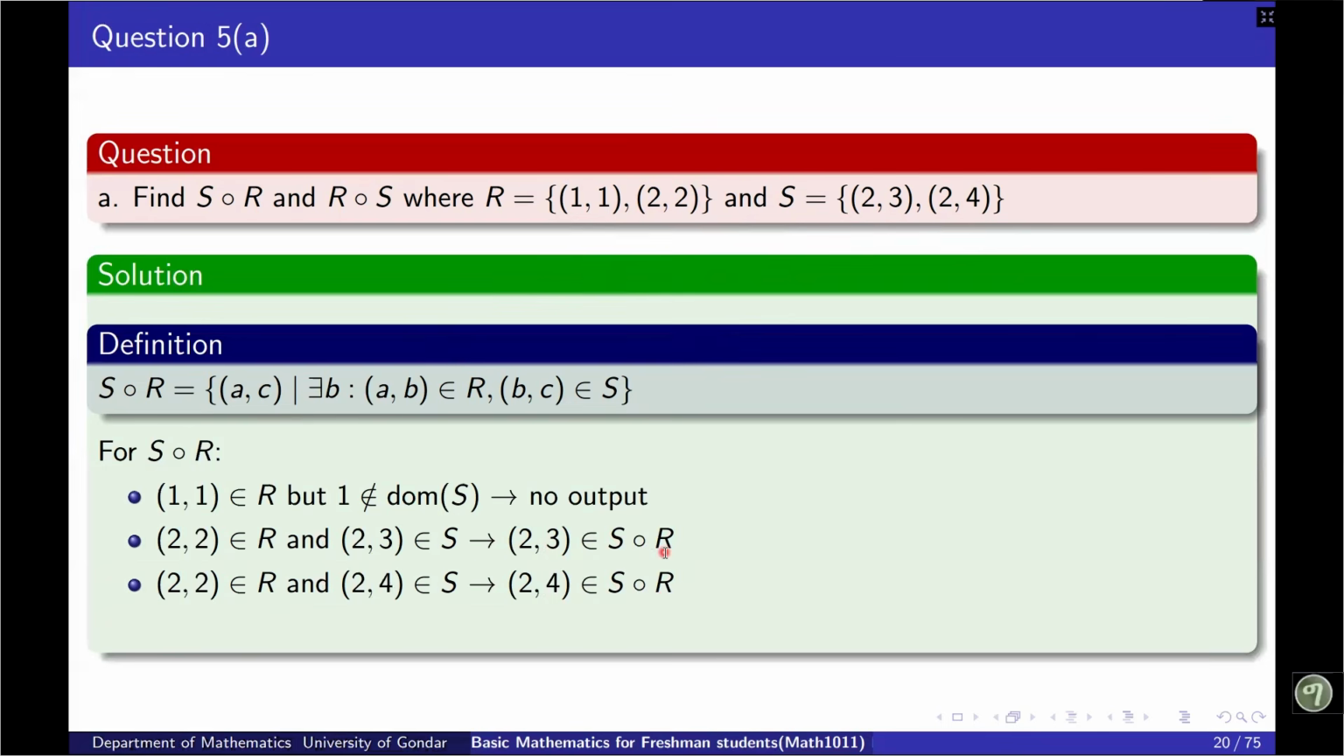Again, 2 is an element of R, and that is an element of S, and this implies (2, 2) must be an element of S composite of R. That means 2 could be mapped to 2 itself under R, and this image of 2 under R could be a domain element for S and map to 4, so that (2, 4) will be an element of S composite of R. Therefore, S composite of R is the set containing (2, 3) and (2, 4).